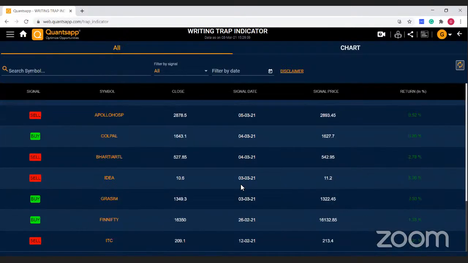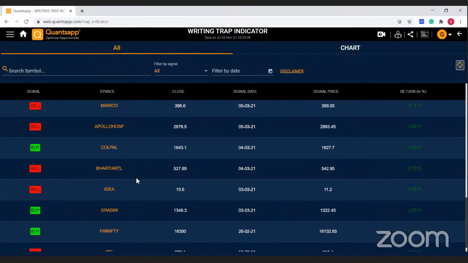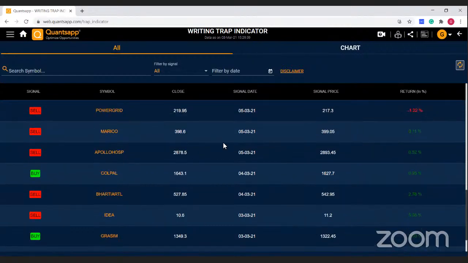And you can see stocks here. You can see the signal, that is buy or sell, on the symbol, say Kolpal. You can see today's closing, the signal generated, like when the signal came, the signal price, and the return that has been generated from this particular signal. So this is how you can read the data here.